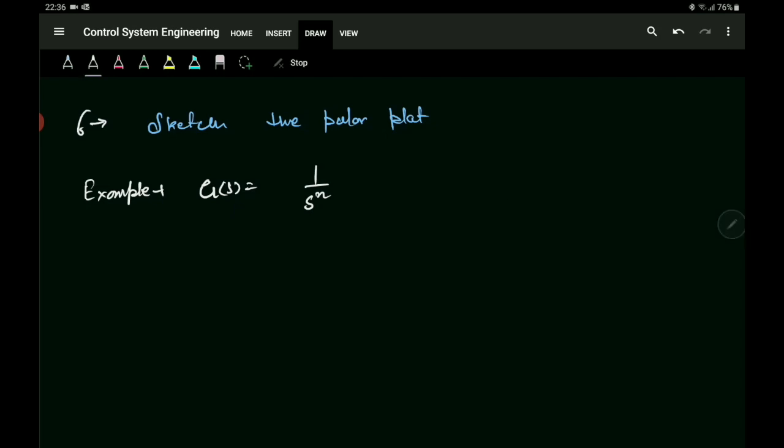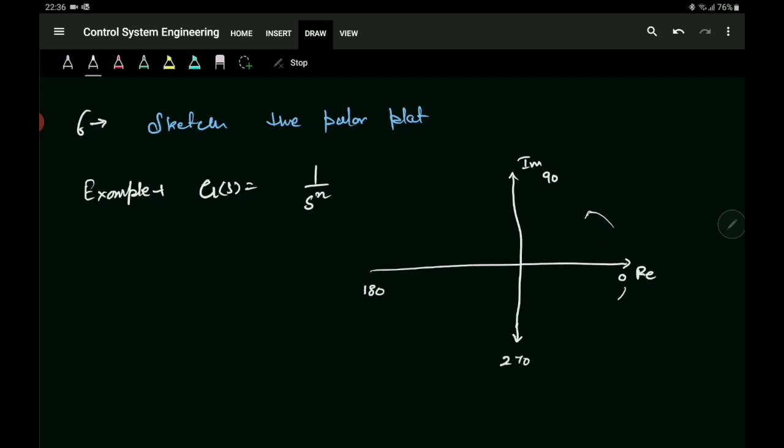First we simply plot an axis where this is your real part and this is your imaginary part. Also note that if you are measuring the angle in this direction, then start with 0, 90, 180 and 270 degrees. If you are measuring the angle in this direction, then it will be minus 90, minus 180 and minus 270 degrees. So always remember. So how do we sketch a polar plot?